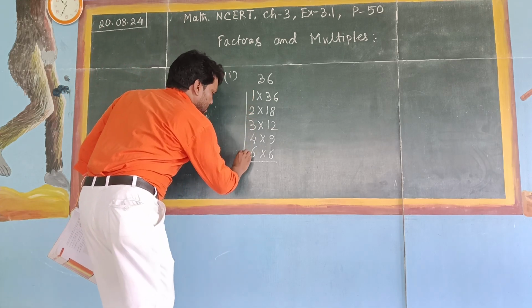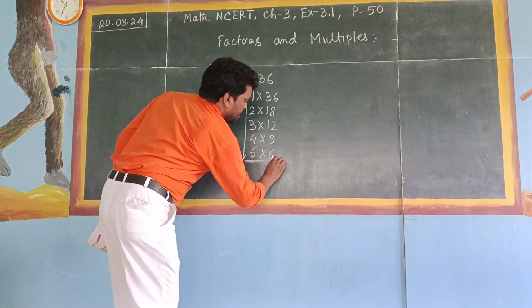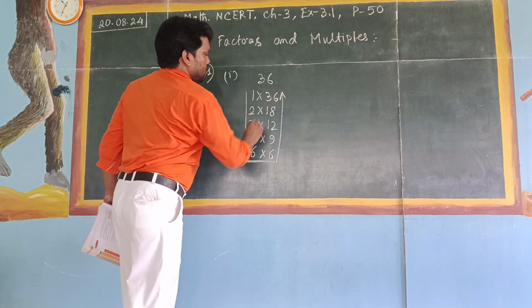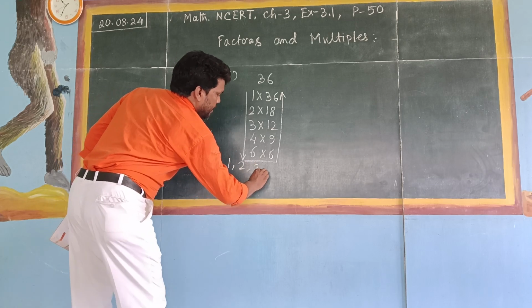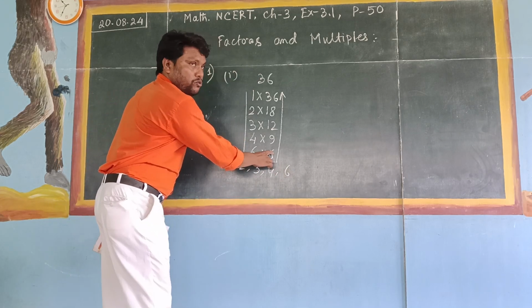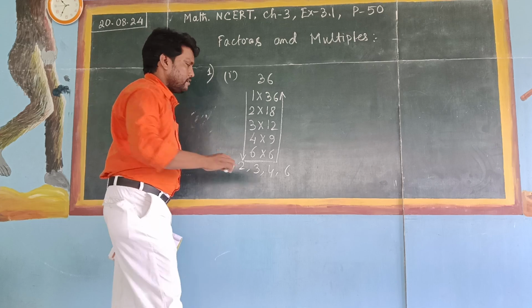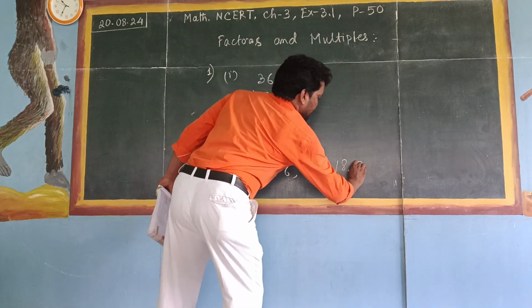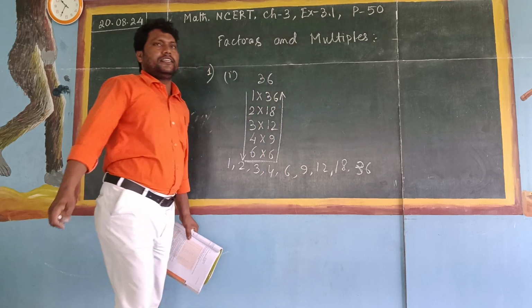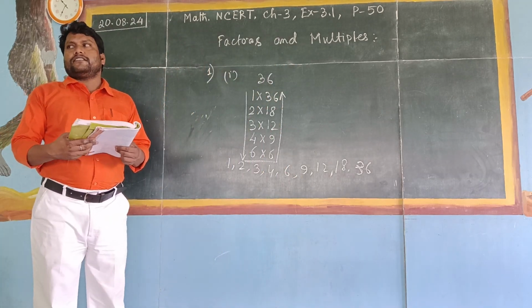In this way, at first come, then turn to the right hand side, then go. So what are the factors? 1, 2, 3, 4, 6. There are two 6s. You will take only one. 9, 12, 18 and 36. These are the factors of 36.